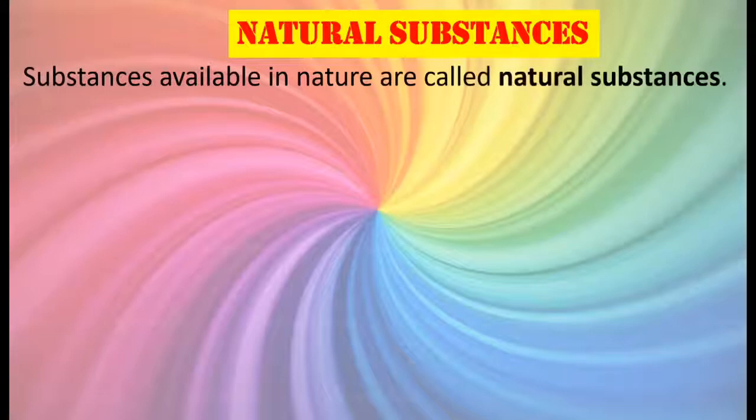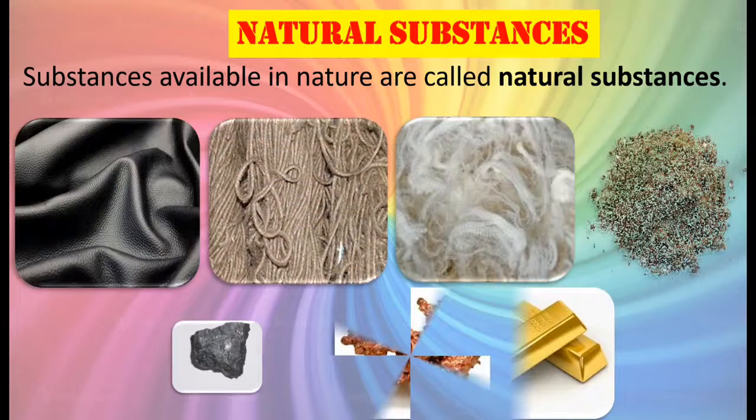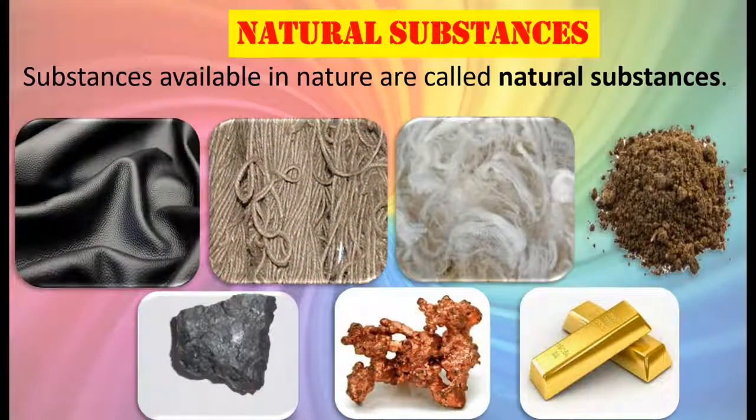This brings us to the next part, that is the natural substances. Now, substances can be of two types. Okay, the ones which are present naturally, as we have learned about natural resources, same thing. The things which are present naturally are called natural substances. Here, leather, the jute ropes that you see, wool, soil, gold, copper, iron, these all substances occur naturally. Nothing here has been made by humans. So these are natural substances.